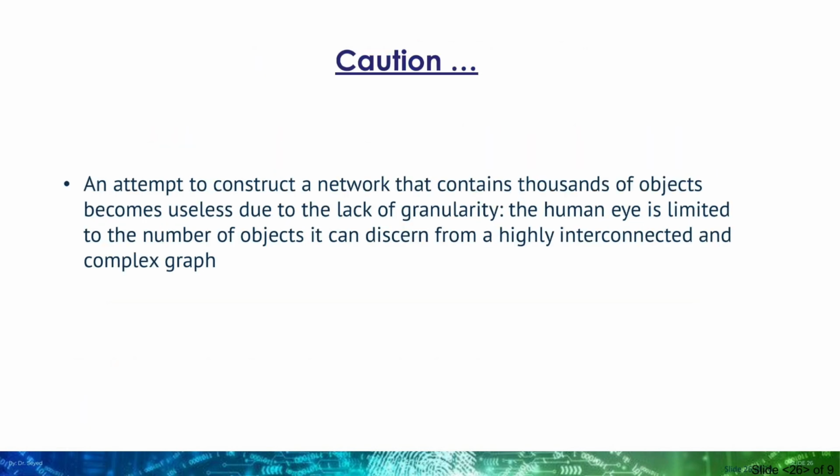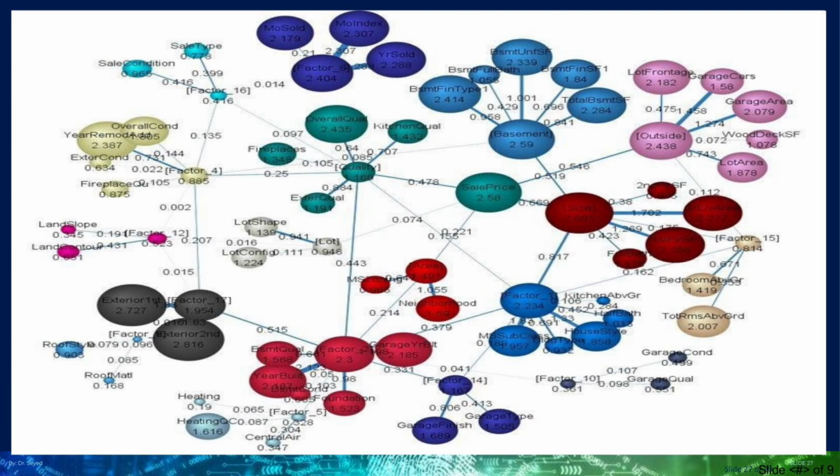Now for a big caution. Link analysis works great, but trying to construct a single network that contains thousands of objects quickly becomes useless. Why? Because of the lack of granularity. The human eye and brain are limited in how many objects we can make sense of in a highly interconnected and complex graph. We need to use other techniques, like clustering, to simplify the view before we can visually analyze it.